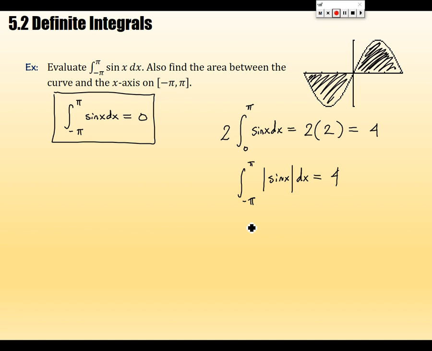Oh, you could break it up too, couldn't you? The integral from negative pi to 0 of sine x dx. What would you have to do to that though? Yeah, you'd have to negate it and then add to this.